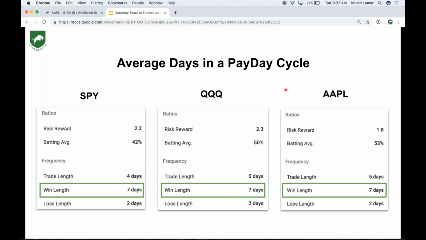Well, if the SPY and the Qs and Apple and all these stocks have an average payday cycle of 7 days, that tells you so much about the natural cycles of the market. It's this magical number. The market tends to cycle on average about 7 days. And this is something that's already occurring anyway. So why not jump on it?